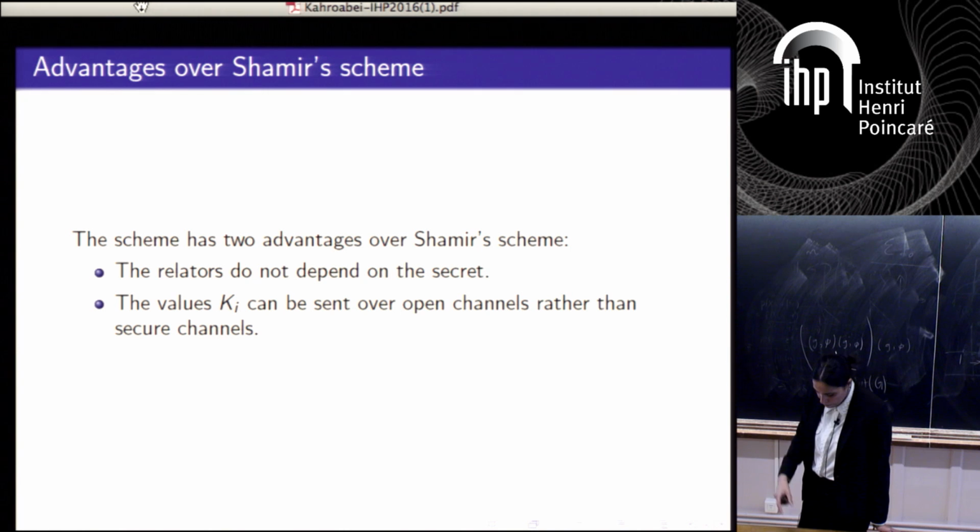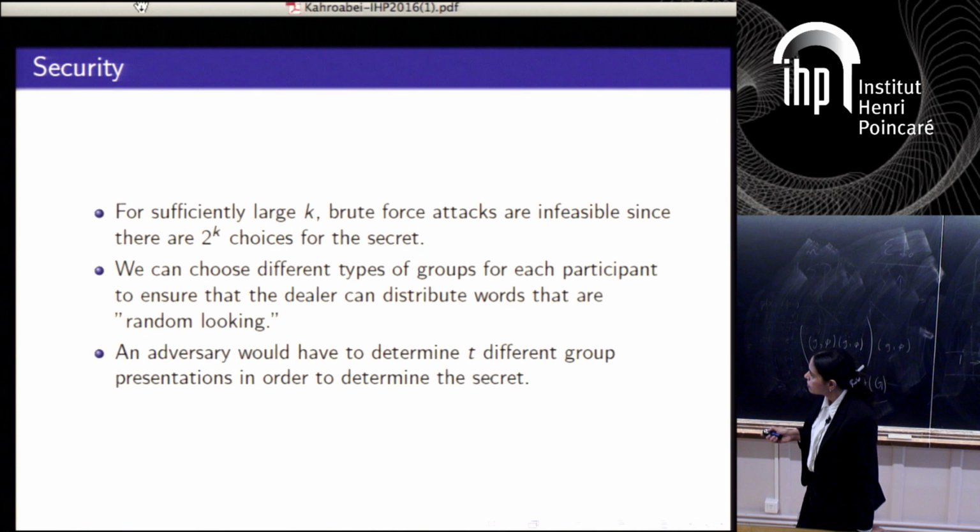The scheme has two advantages over Shamir's scheme. The relators do not depend on the secret, and the values k_i can be sent over open channels rather than a secure channel. And for security, for sufficiently large k, where k is the number of those column vectors, brute force attacks are infeasible because you have 2 to the power k choices for the secret. We can also choose different types of groups for each participant to ensure the dealer can distribute words that are random looking.